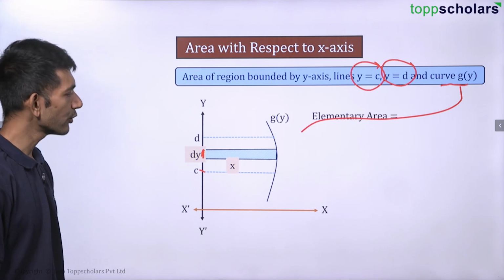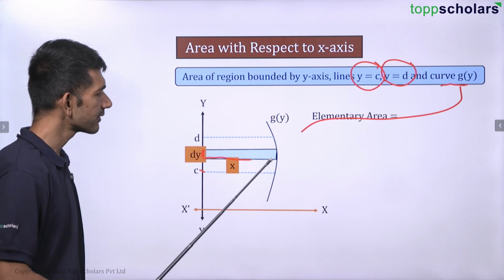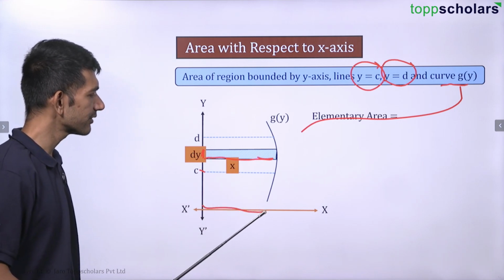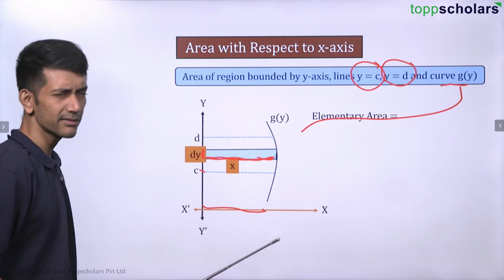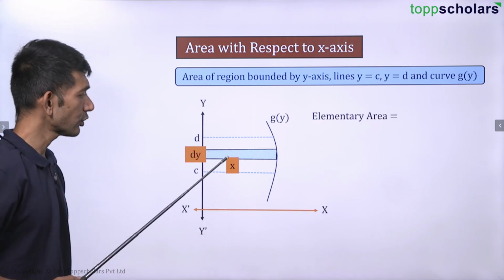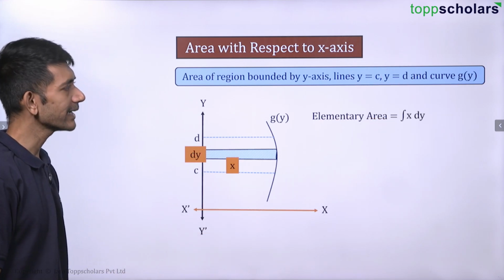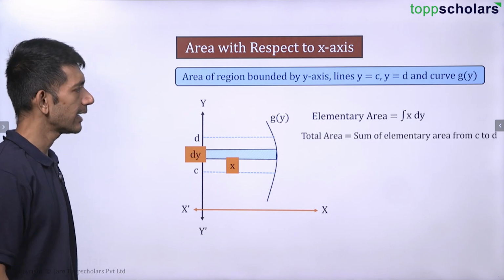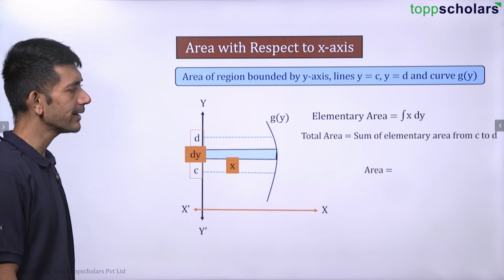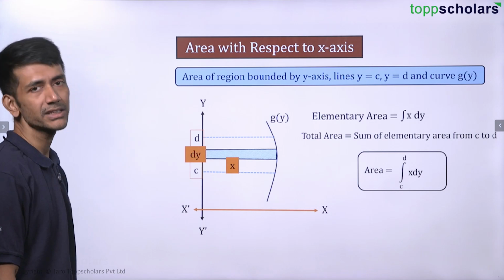The elementary area is going to be, and this part is x, right? Why x? Because this is on the x-axis. So the length will be modulus of x. We'll take the positive value, of course. x dy, right? So that will be x dy. That's it. And then from c to d, the elementary area is x dy.